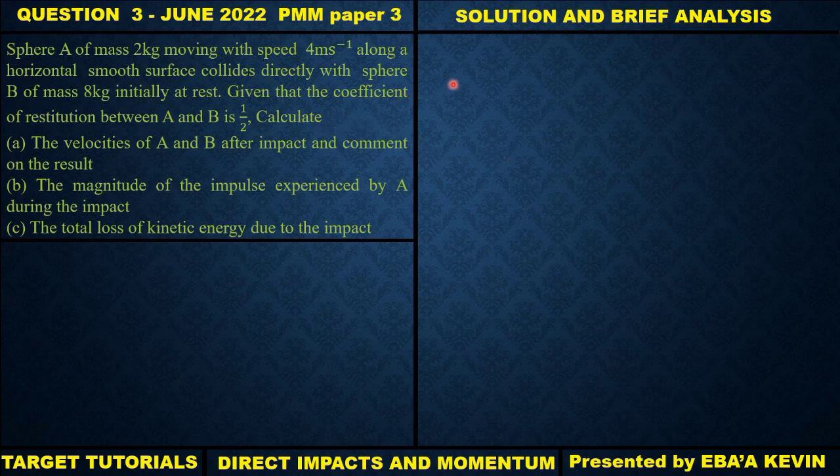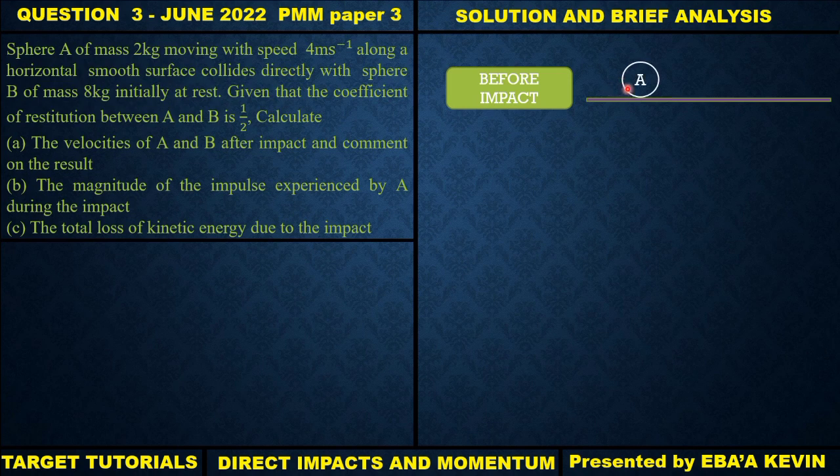So what happens before the impact? Before impact, we have been told that sphere A and sphere B are on a smooth horizontal surface. Sphere A is moving towards B for direct collision to occur, with a speed of 4 meters per second. It is moving towards sphere B, which is stationary. And since sphere B is stationary, the speed of sphere B before the impact is simply 0 meters per second.